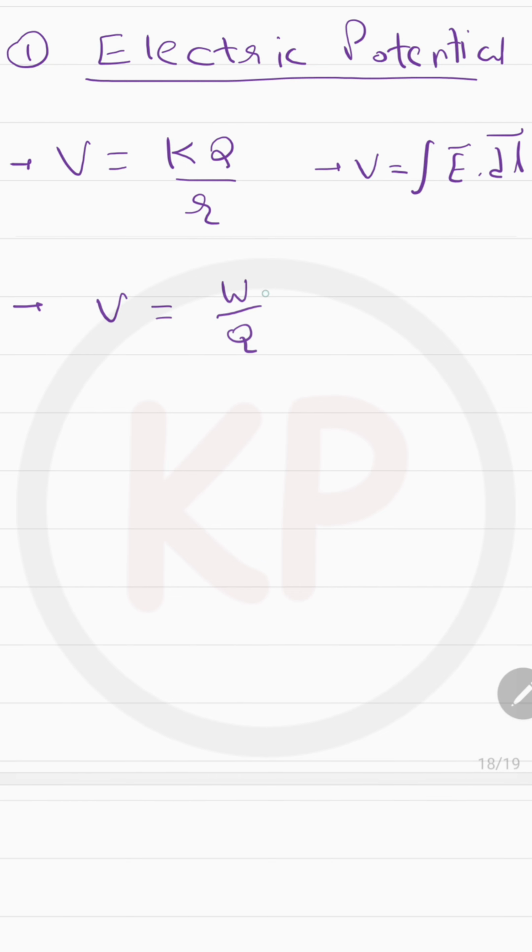The unit of work is joule. Unit of charge is coulomb. So joule per coulomb is the unit of electric potential. This joule per coulomb is called volt, from the name of the scientist Volta.